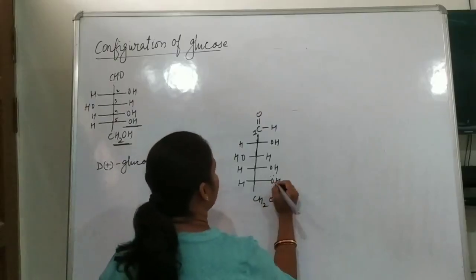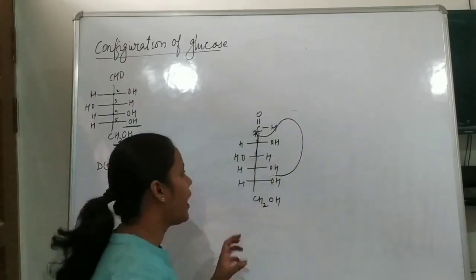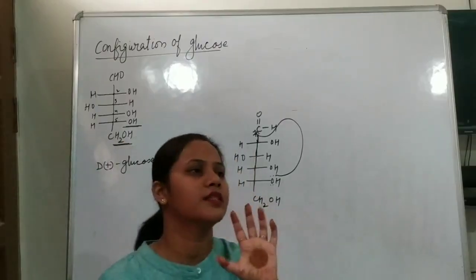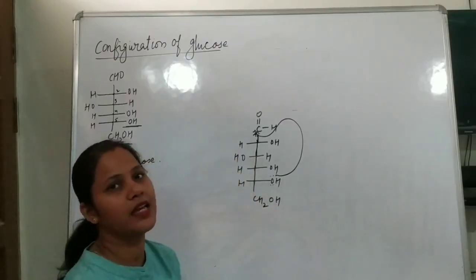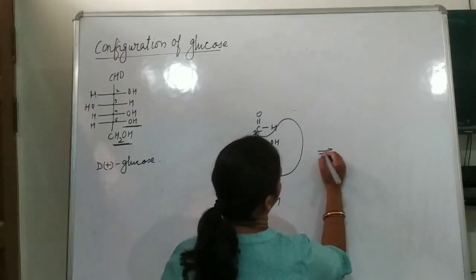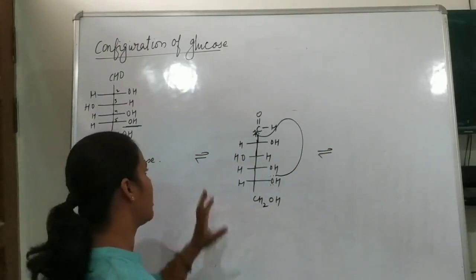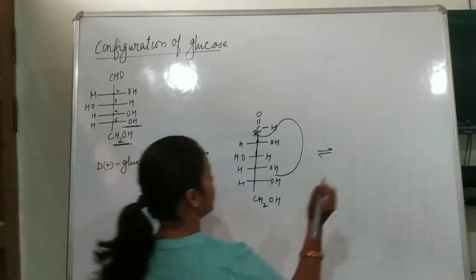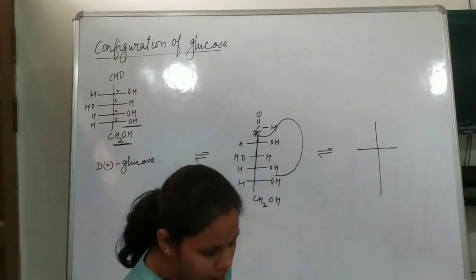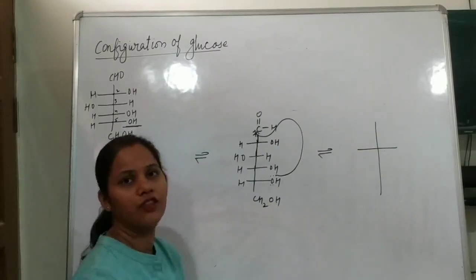Because it has a lone pair of electrons, it is going to attack here. Thus, it is going to form a 6-membered cyclic ring, which is a cyclic hemiacetal. Thus, it will form two structures, that is alpha glucose and beta glucose. How will it form? Let us draw. I'm sorry, first let me show you like this, and then I will draw the Haworth projection also.